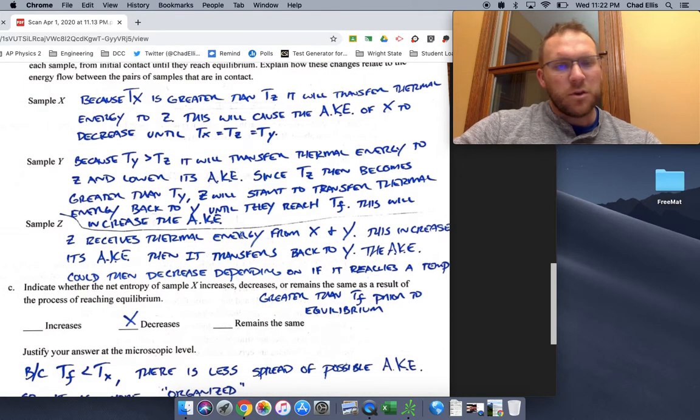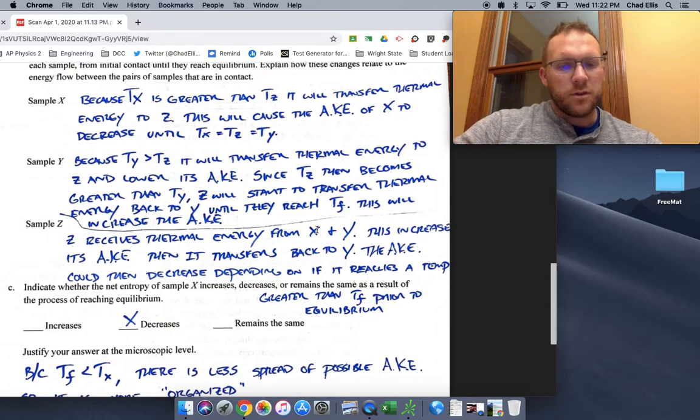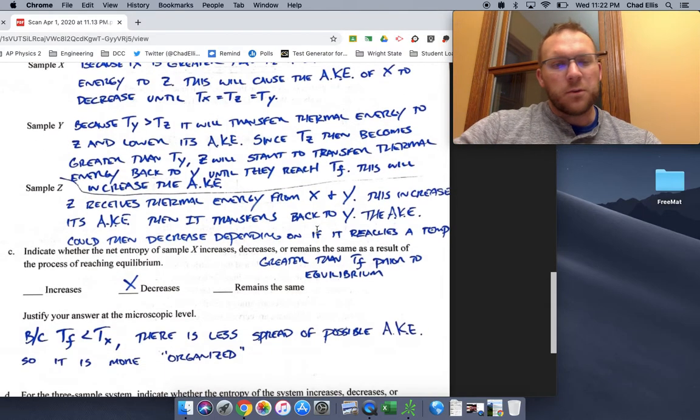Z receives thermal energy from X and Y. This increases its average kinetic energy. It then transfers back into Y. The average kinetic energy could decrease depending upon if it reaches a temperature greater than Tf prior to equilibrium, or T final, excuse me. So if it actually gets hotter than what it will be at the very end, it can decrease as well. So in the scoring guideline, they give you leeway in terms of how you go about explaining it.